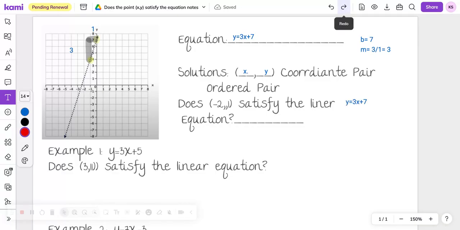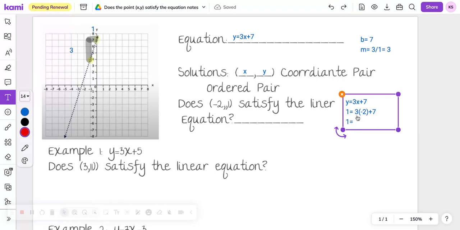So they ask us to know if -2 comma 1 is a solution. We want to plug that into the equation y equals 3x plus 7 and see if it is a solution, if it works. So how we do that is we plug in 1 for y, and then we plug -2 in the x's spot.